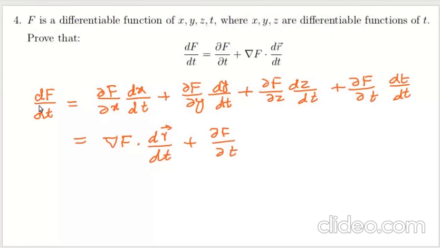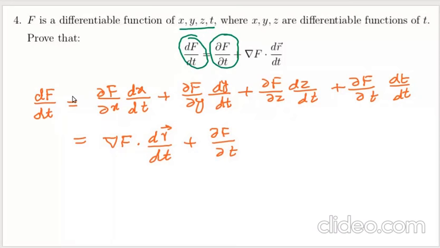In the fourth question, suppose f is a differentiable function and it is a function of x, y, z, and t. These are the 4 variables. So you have to prove that the differentiation of this function f with t is del f by del t plus gradient of f dot dr by dt. This is a complete differentiation and this is a partial differentiation.